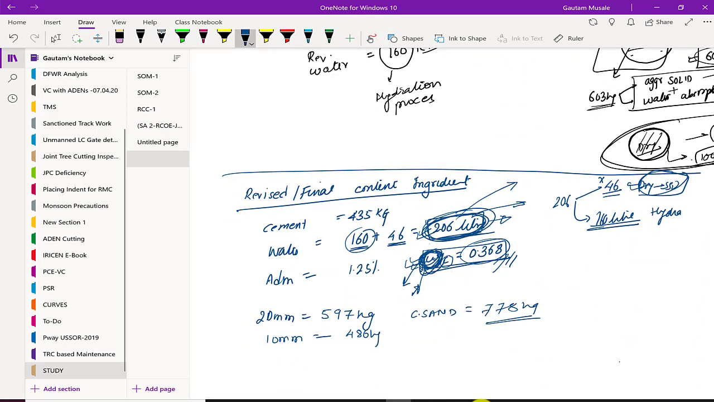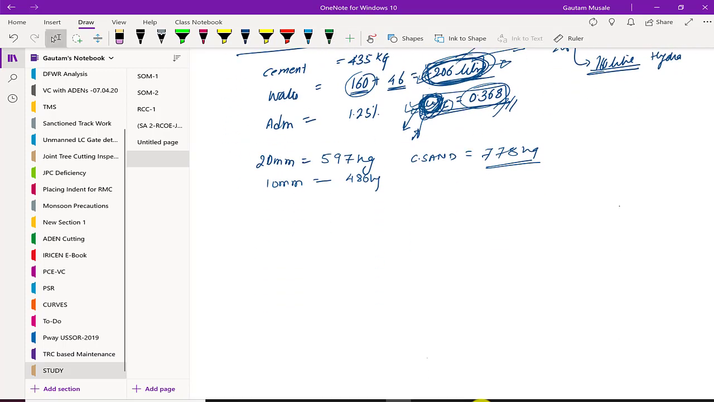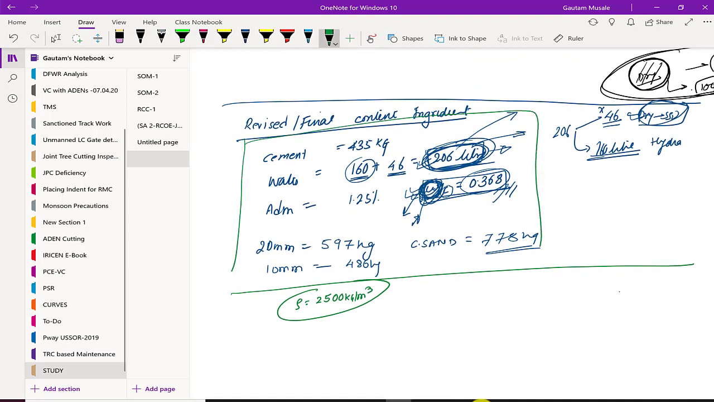Now friends, we must have learned in our basics of BE civil engineering a thumb rule: all the quantities, ingredients or proportions which we receive from our mix design, we can easily correlate with the thumb rule. That is, we know the density of concrete is 2500 kg per cubic meter, right? This is what my 1 cubic meter corresponds to. Now if I add all this, it should be nearby around 2500 kgs.